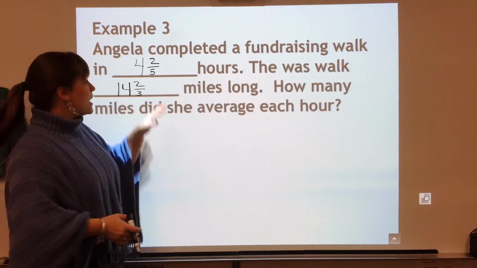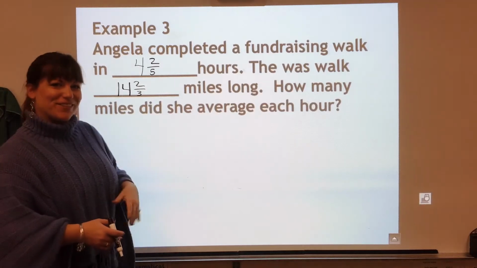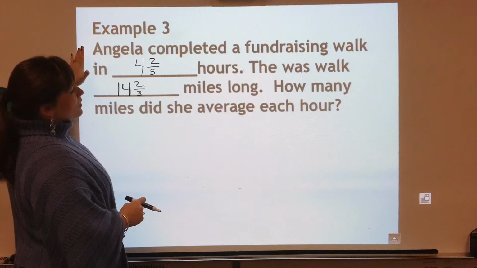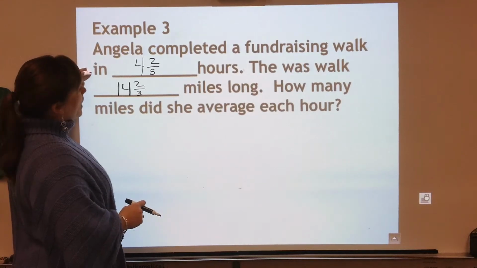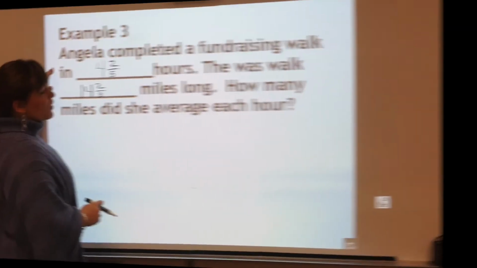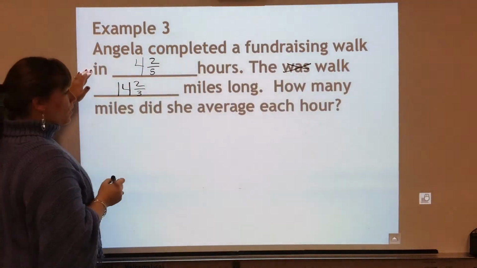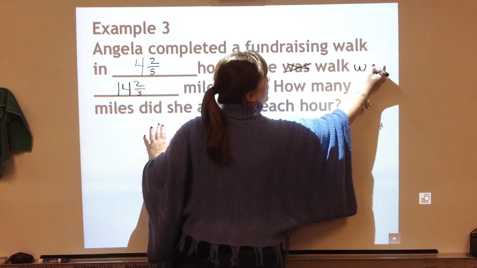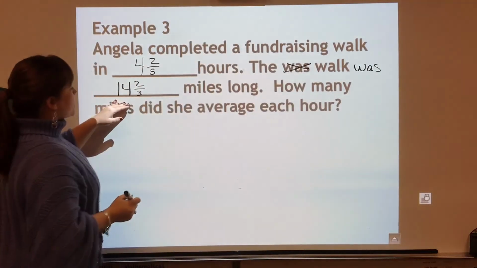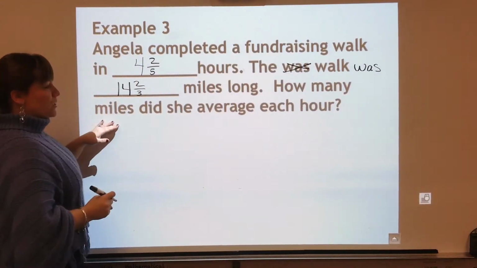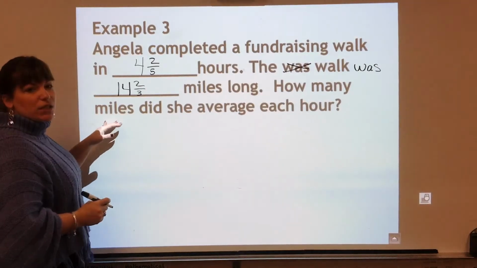Okay, so here we're going to start the word problems. You have this, I just left these blanks so I can fill in the fractions the right way. So Angela completed a fundraising walk in 4 2/5 hours. Let's just cross out this, sorry, typo. The walk was, there we go, 14 2/3 miles long. How many miles did she average each hour?